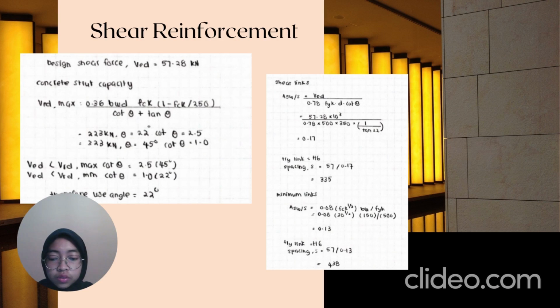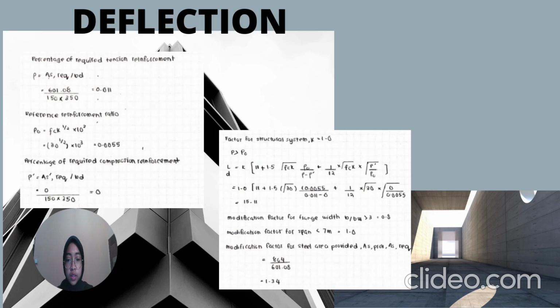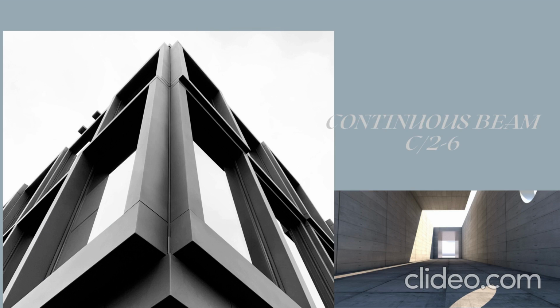In shear reinforcement design, we will use the value of 42 degrees to find the spacing capability of the beam. Next is deflection checking. So we need to identify the modification factor for the beam so that we can estimate the capability of the beam deflection.